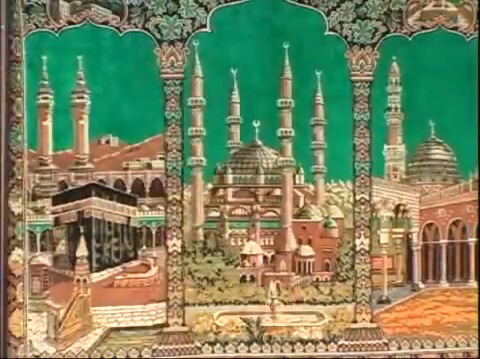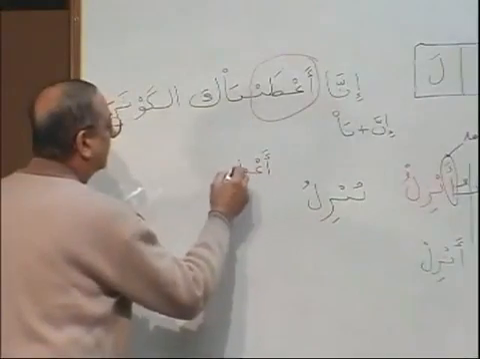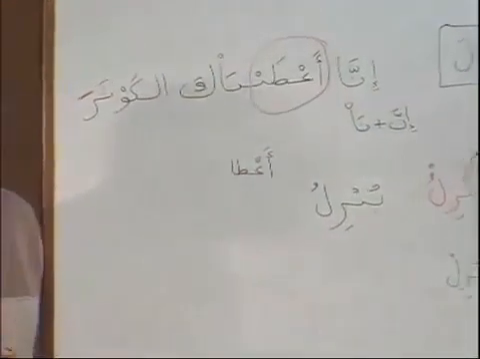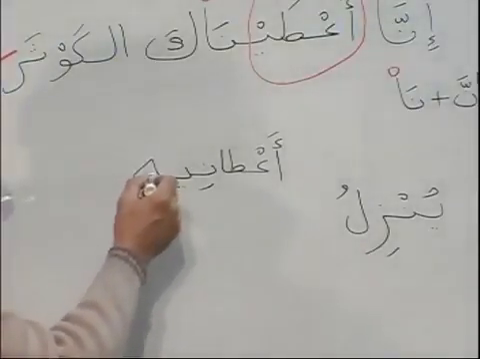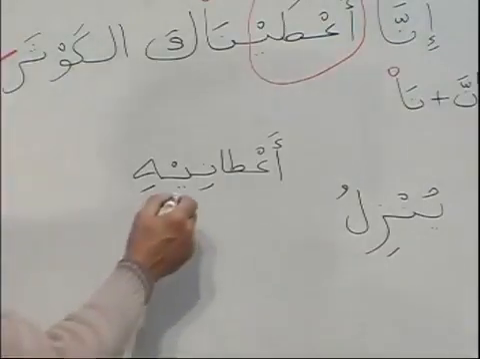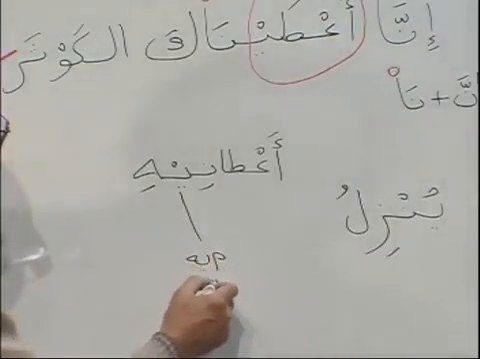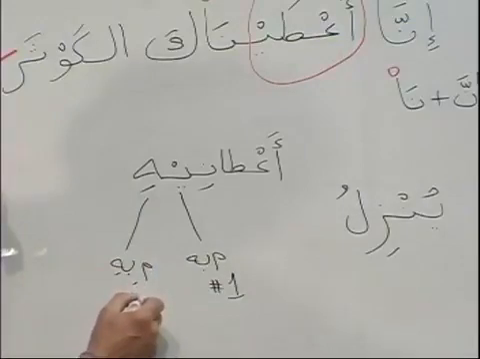Now let us look at it. This is your verb. Sahi? And then, what is this? Nun wiqaya, the nun of protection. And then, what is this? Maf'ulun bihi. And what is this? Maf'ulun bihi number two. Got the idea? This is your maf'ulun bihi number one. This is your maf'ulun bihi number two.